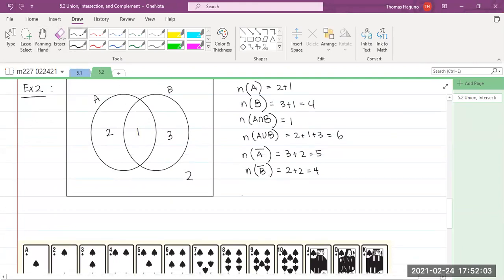Now, how about the number of elements in A but not in B? Four. Are you sure? I don't think so. Which region is in A but outside of B? Inside of A but outside of B only refers to this crescent here. 2. There are 2 of them.